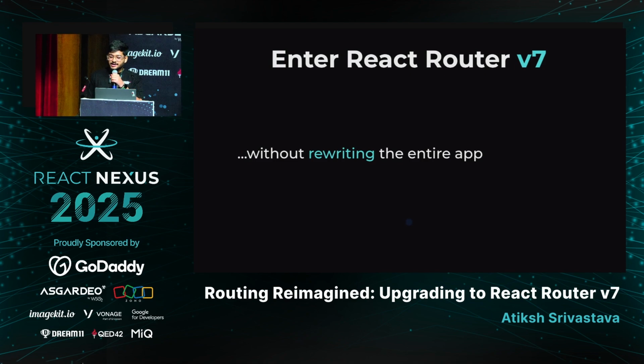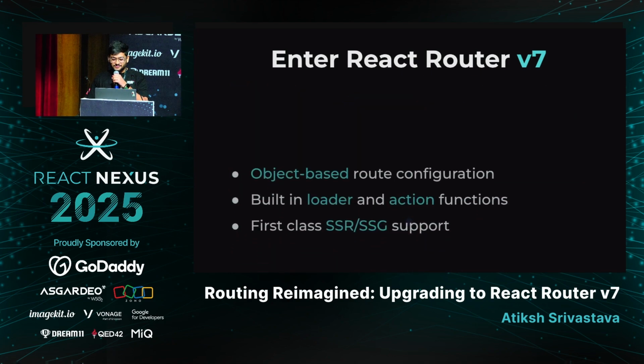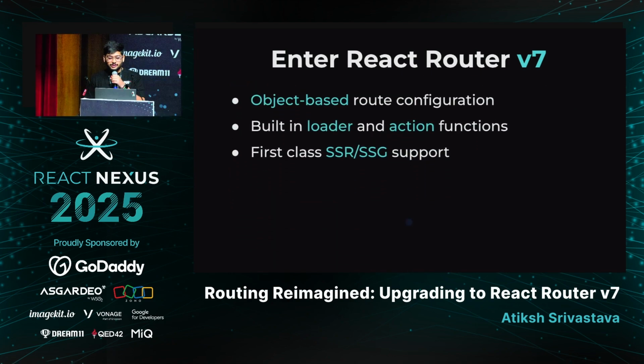With React Router v7, you can actually add SSR to your existing CSR app even without a rewrite. And how is this going to happen? I'll explain it to you. With React Router v7, you get object-based route configurations, which are much more scalable than your regular route-based components. You also get support for loader and action functions, which completely replace your useEffects directly in your code base. And it also has first-class support for SSR and SSG.